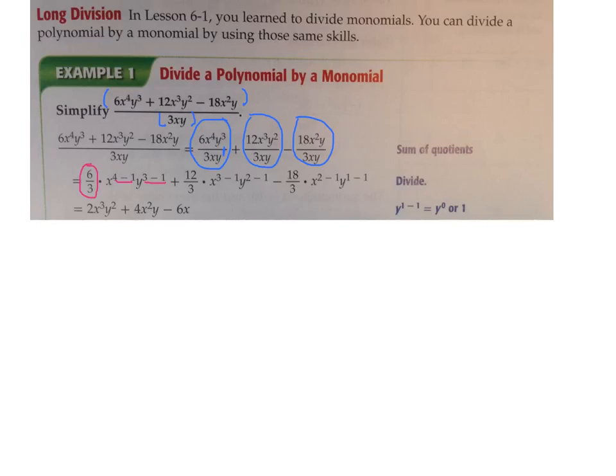So all of these are 1s down here, and you will be subtracting those exponents because that's how you do division with exponents. So you repeat the process for each. You have 12 divided by 3. You have 18 divided by 3. You subtract your exponents, and then that is your final answer.